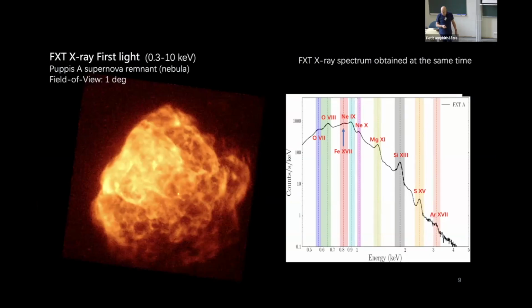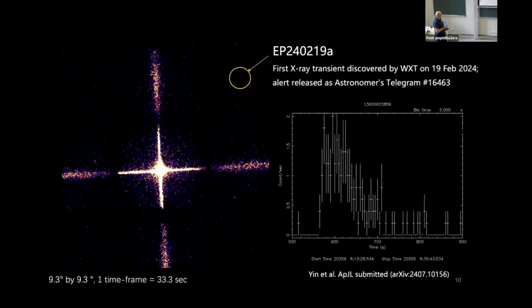So here's the first light of the Follow-up X-ray Telescope. It has a 1 by 1 degree field of view. Very nice image of the Puppis A supernova, and you can do very nice X-ray spectral analysis as well, especially from 0.5 to a few keV. This is the first transient discovered with Einstein Probe, already in the commissioning phase. That was on the 19th of February. Here you see the transient moving up, with a time resolution of about 33 seconds.